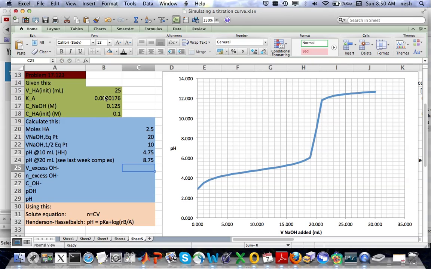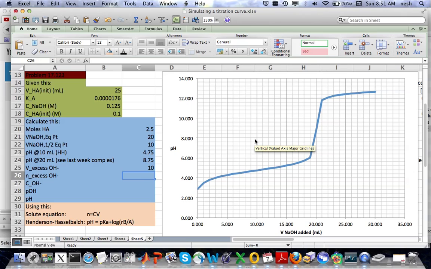The last part is something we haven't looked at all that much in class, so let me step through it. After 20 mL, there's no more HA left for the titrant to react with. So this is just excess OH minus that we're adding, and obviously that's going to raise the pH. The critical number is how much excess OH minus we've added. I've added 10 mL of excess.